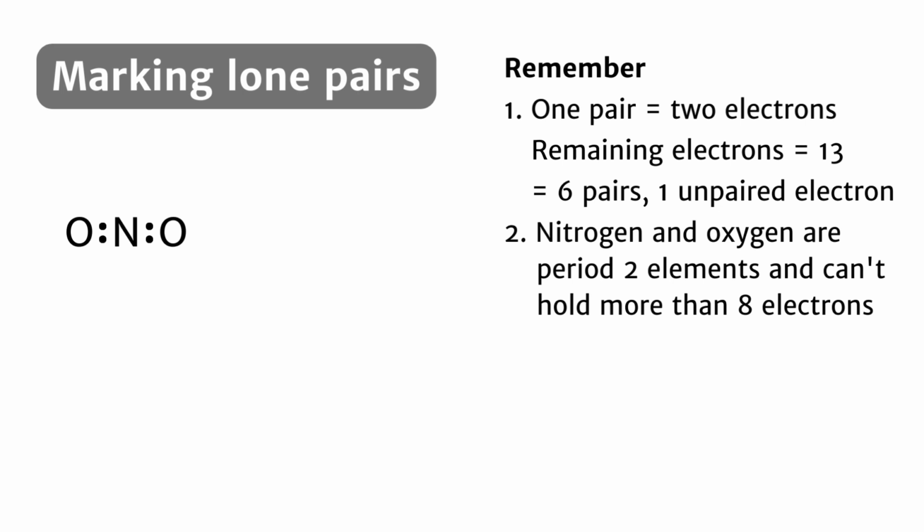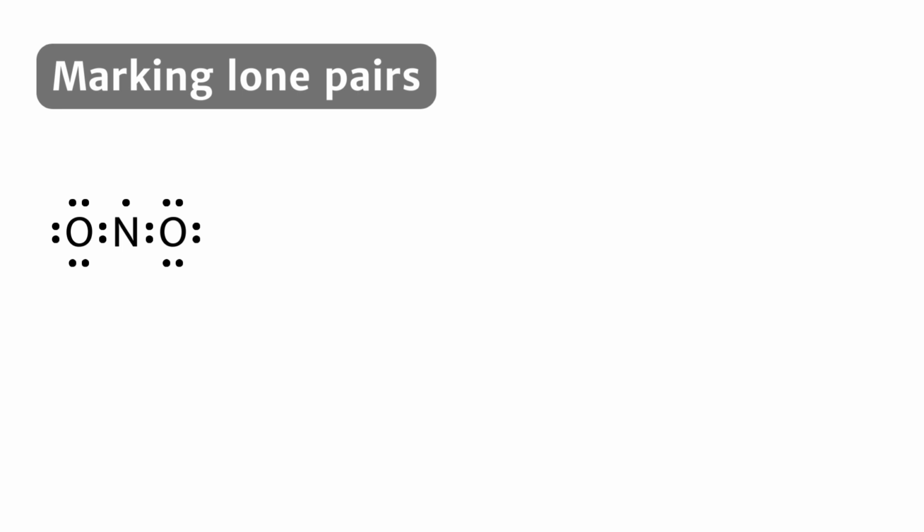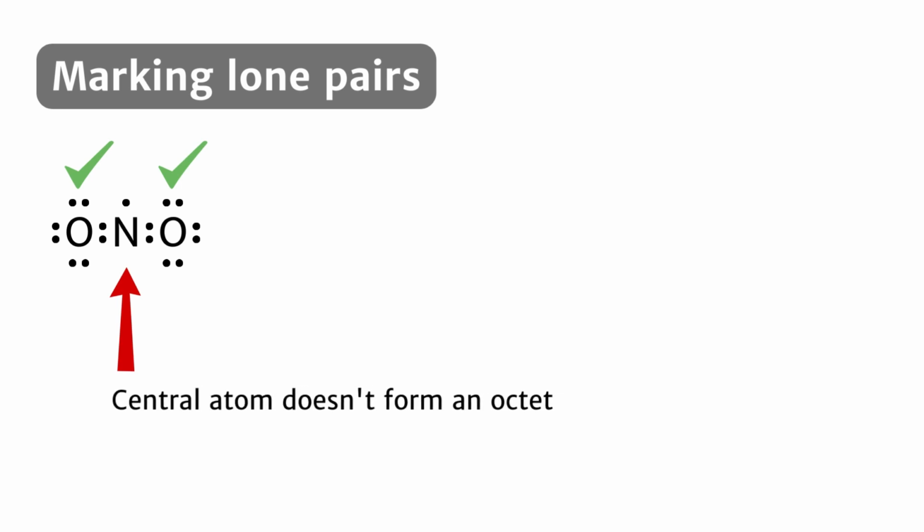Another important point to remember is to start marking lone pairs on outside atoms first and then on the central atom. In NO2, each of the 2 outside oxygen atoms will receive 3 lone pairs, while the central nitrogen atom will get 1 unpaired electron. It is evident that the octet is complete for the outside oxygen atoms, but not for the central nitrogen atom. Therefore, let's focus on completing the octet for the central atom now.